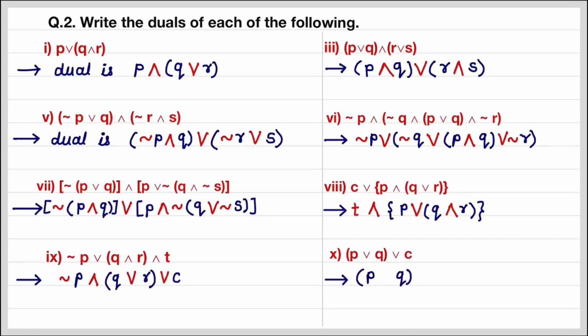Now last example, P or Q or C. P and Q remain as they are. OR is replaced by and, C is replaced by T. Each question carries 1 mark.